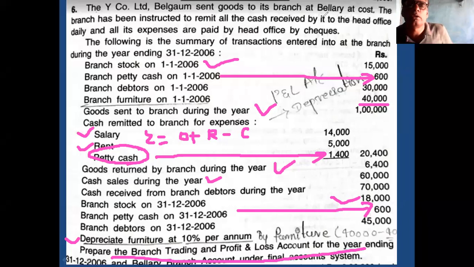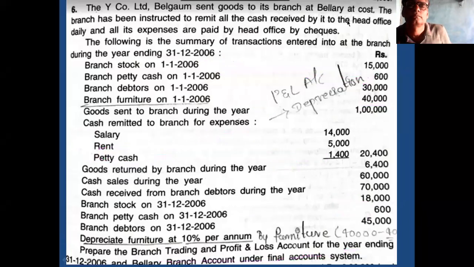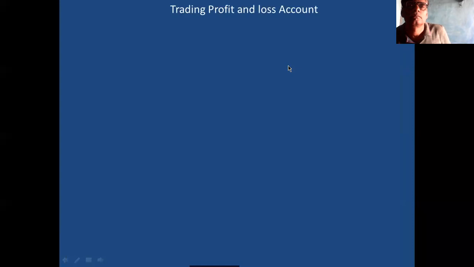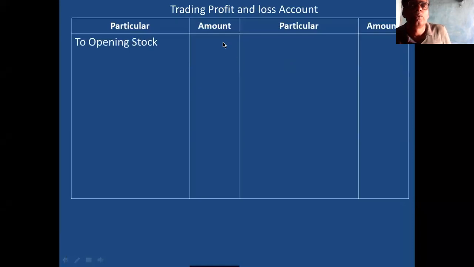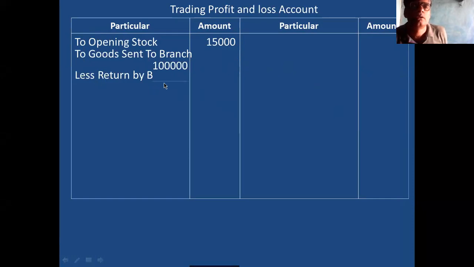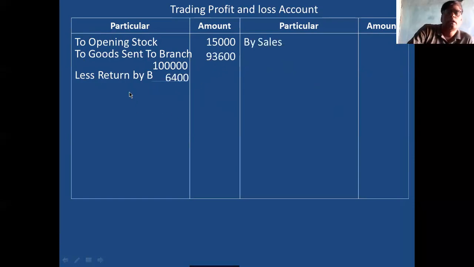Now you see the solution. Opening stock is 15,000. Goods sent to branch is 1 lakh. Less returned by branch, 6,400. You deduct 6,400. Balance is 93,600. Okay. Debit side items completed. Come to the credit side.